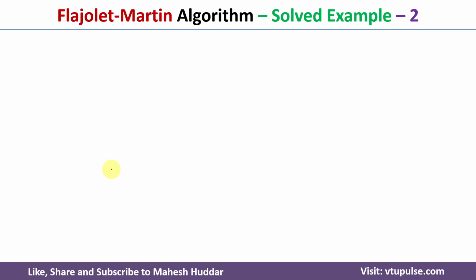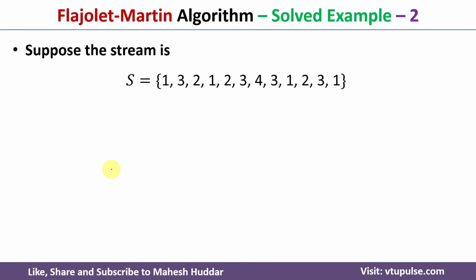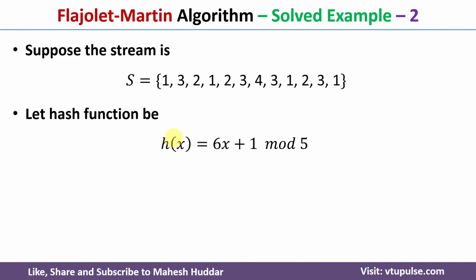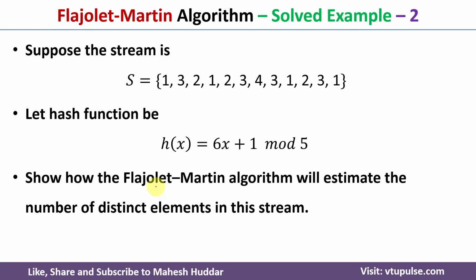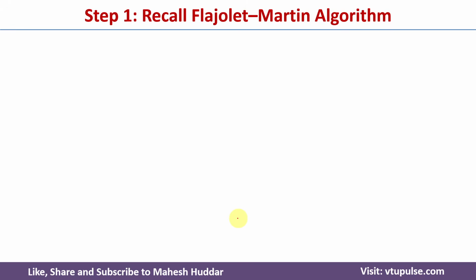To understand the Flajolet-Martin algorithm, we will consider one example. In this, we have one stream containing the following elements: 1, 3, 2, 1, 2, 3, 4, 3, 1, 2, 3, 1. Here we will consider the hash function as h(x) = (6x + 1) mod 5. And here we will show how the Flajolet-Martin algorithm estimates the number of distinct elements in this stream.